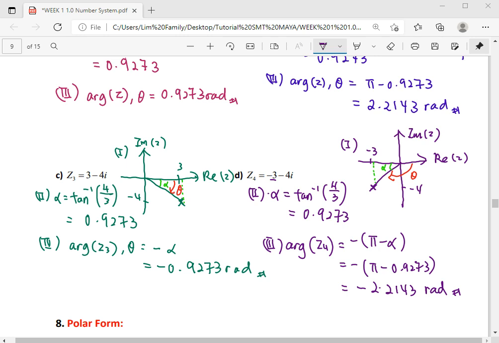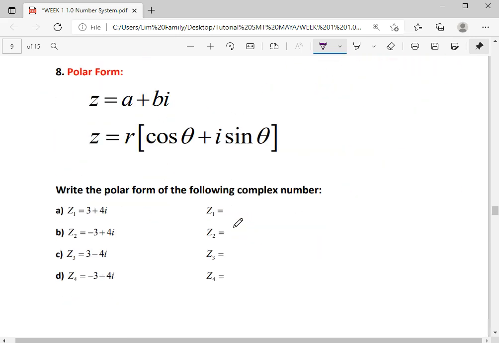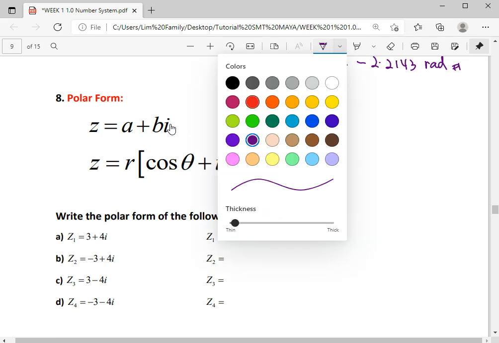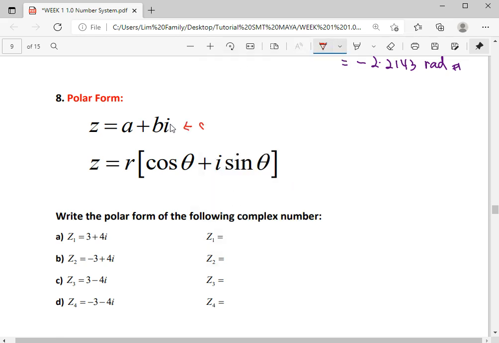So we go for the last part of this complex number, it will be polar form. As we learned in the morning just now, a plus bi is standard form. This is the real part, this is the imaginary part. When it changes to polar form, as we saw this morning, a lot of complex numbers are written in this way. So when you change it to polar form, we change it in terms of trigonometry, cos and sine.